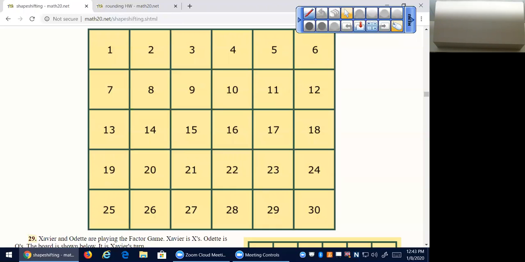And at the end, it's not how many squares, but it's the value of the numbers. So getting 30 will get you more points than getting 1, because you're going to add up all the numbers that your team covered.